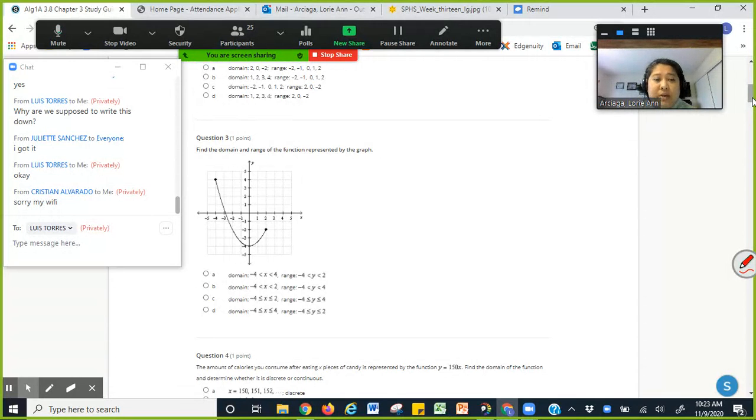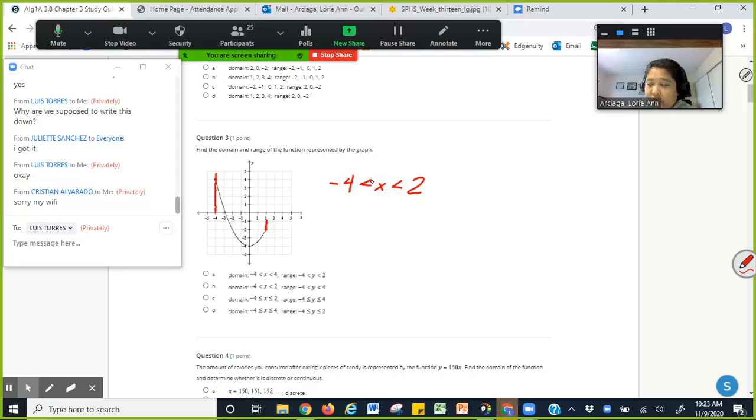Find the domain and range of the function represented by the graph. All right, so let's find the x first. Go to the last point of your graph and find the x number there. Where is it at? It's at -4. It starts at -4, right? And then where did your graph end for the x value? It ended at 2.